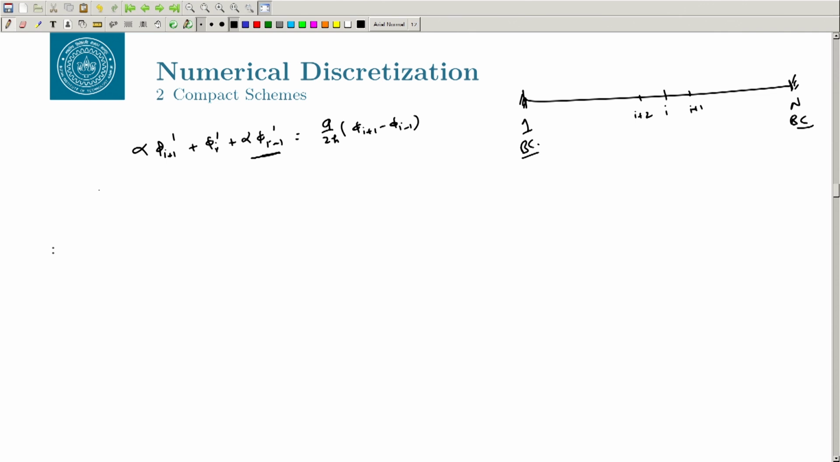So, we will start with i equal to 2, right. So, this will be alpha phi 2 prime plus phi 3 prime plus phi 2 prime plus alpha phi 1 prime, which is coming from your boundary condition, right, will be a by 2h (phi 3 minus phi 1), right, and then phi 1 is also part of the boundary condition.